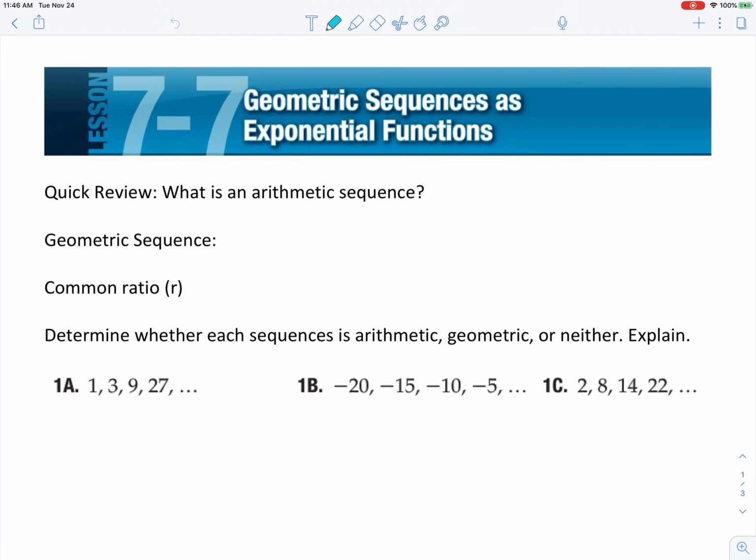Okay, do you guys remember when we did arithmetic sequences? It was a pattern where you were adding a certain number every time. And you were never subtracting. Sometimes you were adding a -5, but you were still always adding a number.